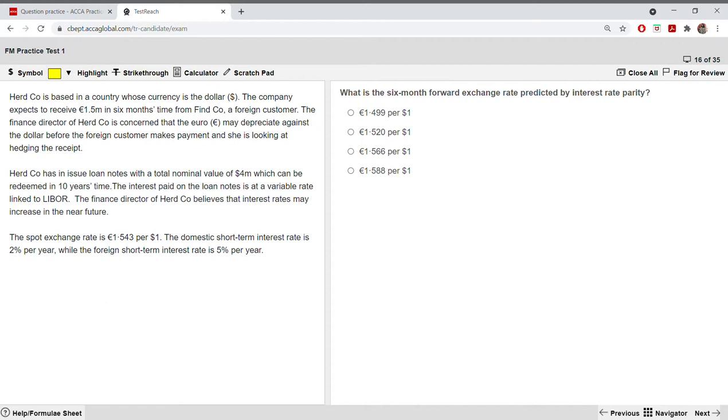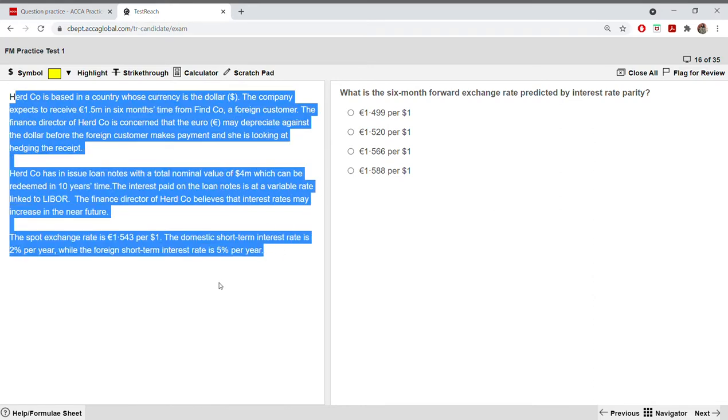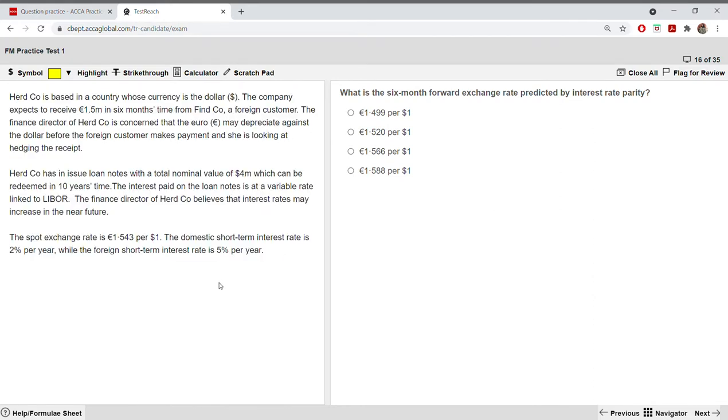Section A and B are similar. The only difference in section B is you have this case study on the left side, right? You have a little scenario on the left and based on the scenario you have to answer. Okay, so let's start the first.